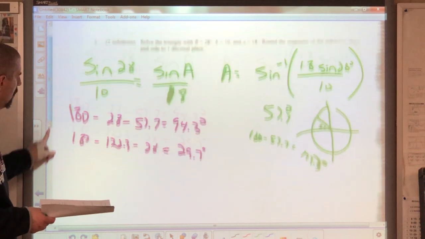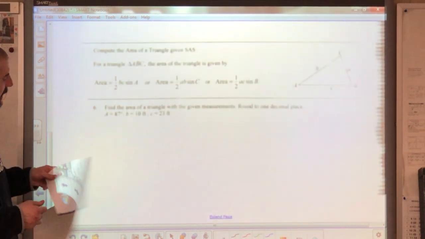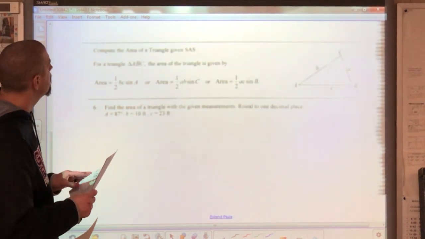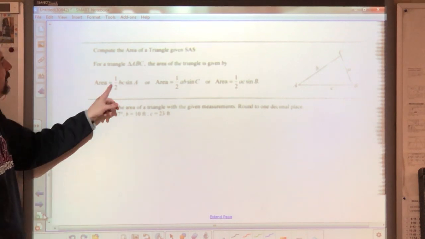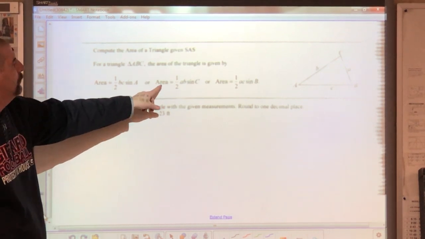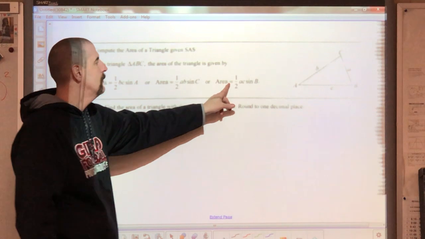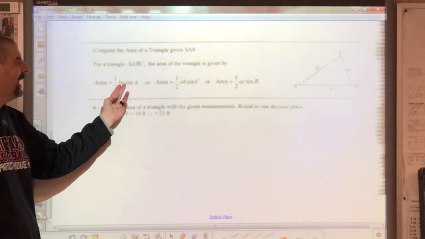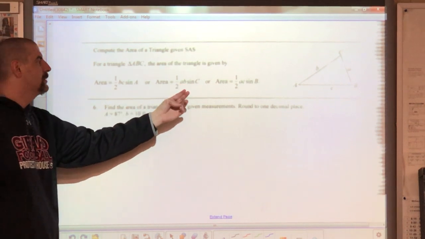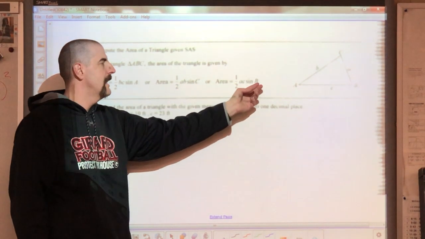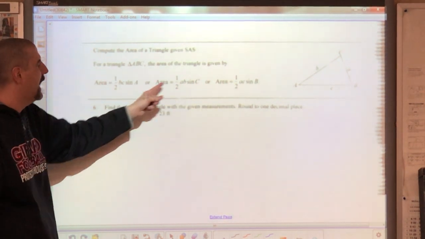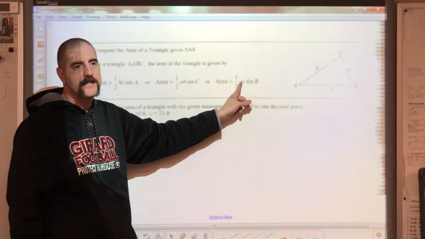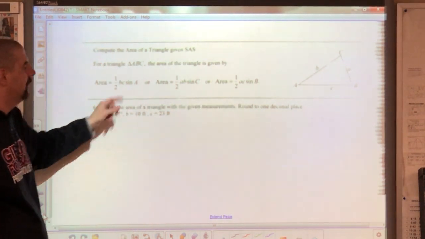All right, so last but not least, we have area. We're going to use area is 1/2 bc sine A, 1/2 ab sine C, 1/2 ac sine B. So it's always two sides and an angle, and the way it's set up is the angle is always opposite neither of the two sides they give you.